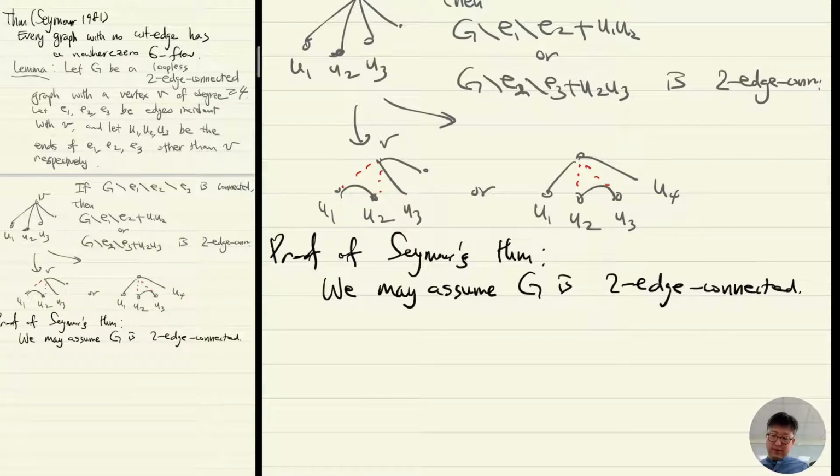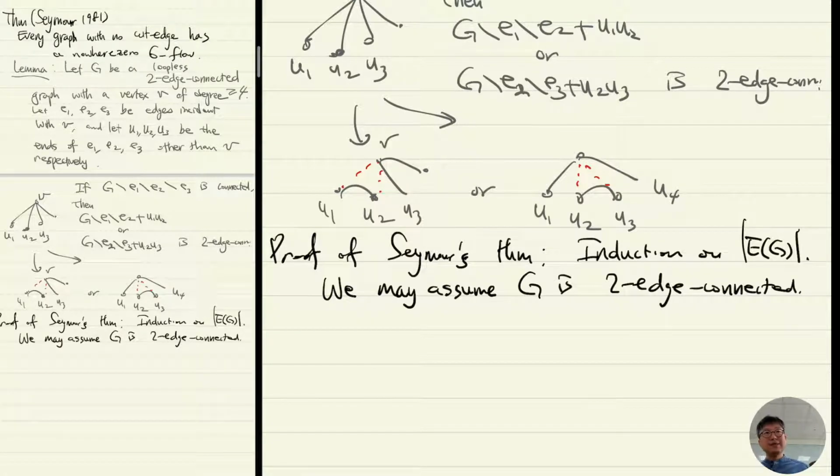And so of course I want to do induction on the number of edges. If a component does have edges, then it cannot be a cut edge, so it is 2-edge connected. And if every component has a nowhere-zero k-flow, then the whole graph has a nowhere-zero k-flow, so we can assume the graph is 2-edge connected.